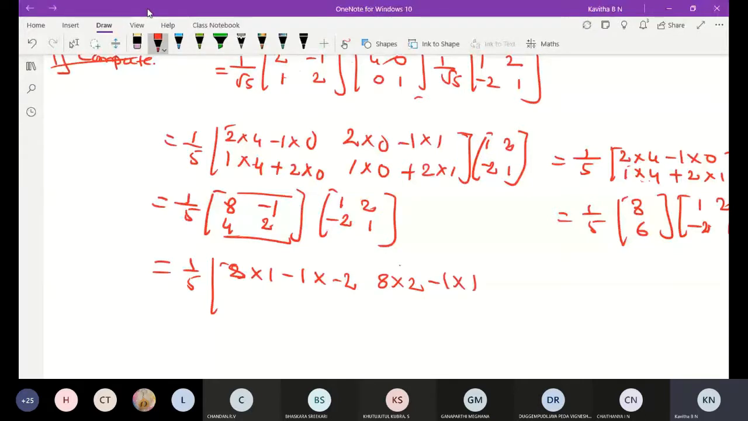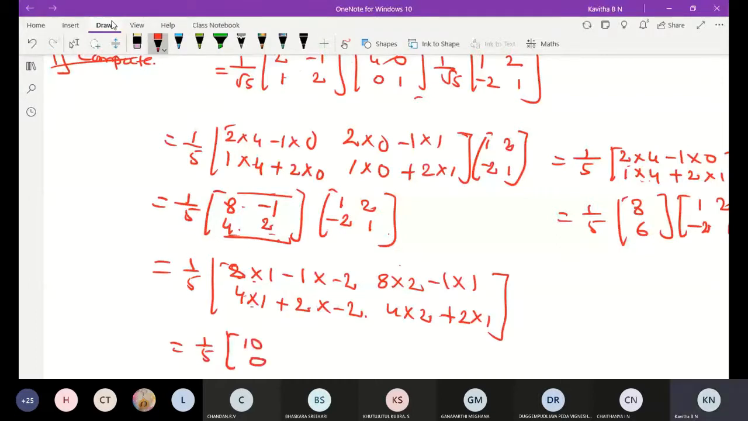The next is second row, first column: 4 into 2 plus 2 into 1. Okay, here 8 into 2 minus 1 into 1. But 1 by 5, here 8 plus 2 is 4 into 1, this is 0. 4 2s are 8 plus 10. But here we are not getting 0. Once again check it, whatever I am doing, correct or not.